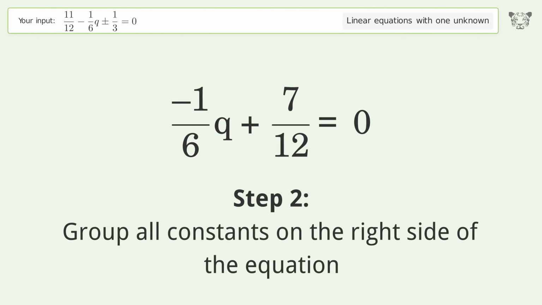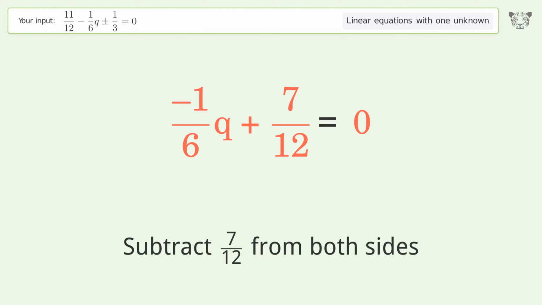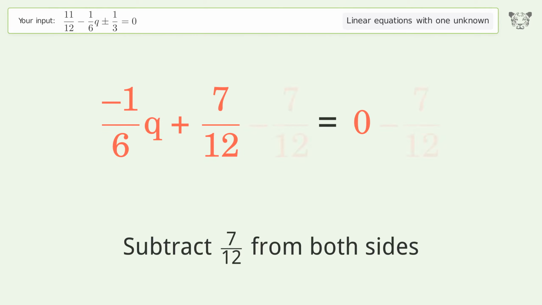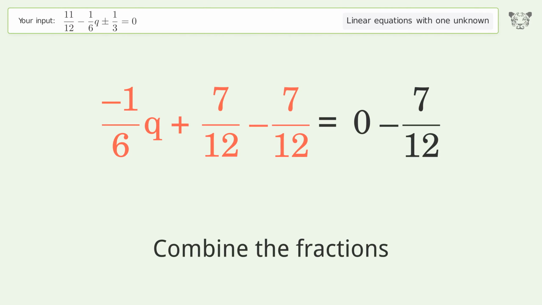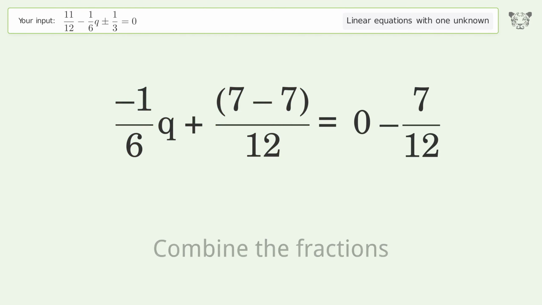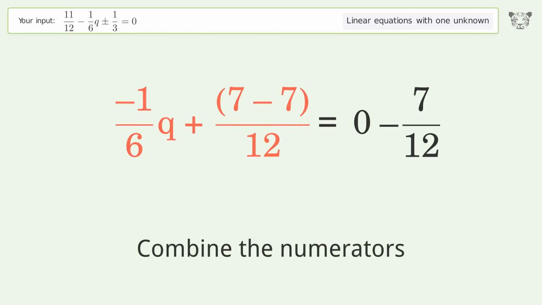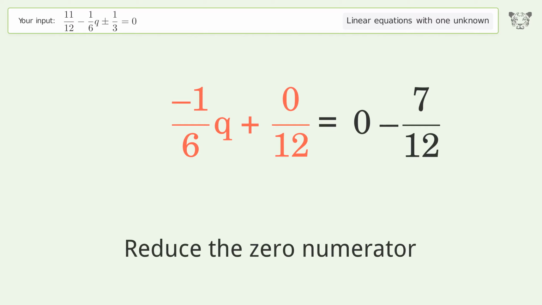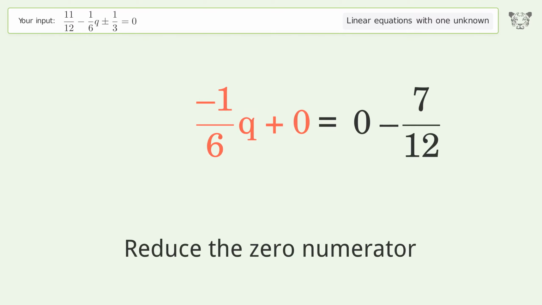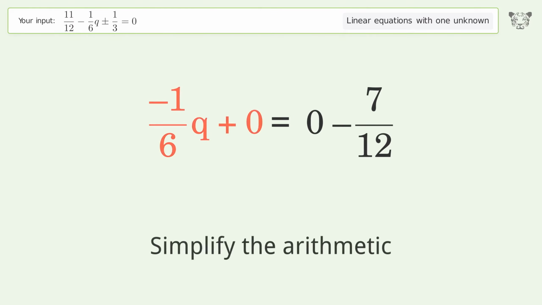Group all constants on the right side of the equation. Subtract 7/12 from both sides. Combine the fractions. Combine the numerators. Reduce the zero numerator. Simplify the arithmetic.